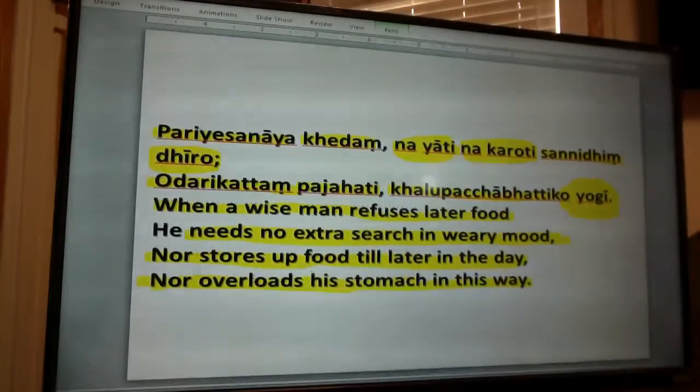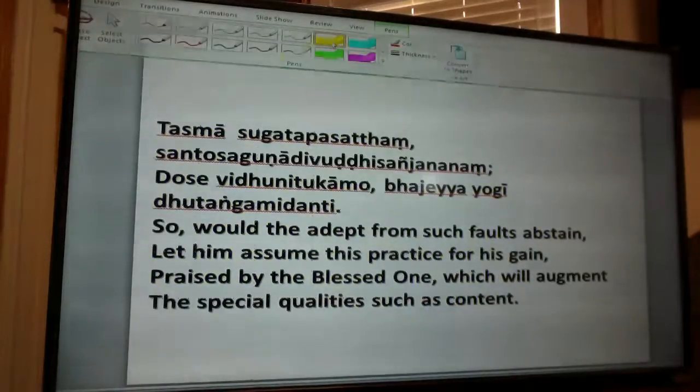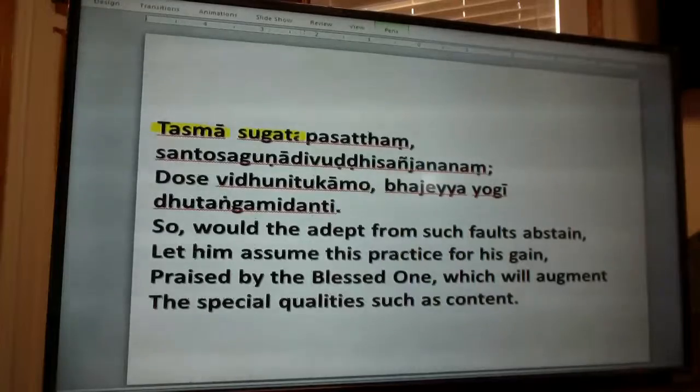And then the next verse is: Tasma, therefore, Sugata Pasattha. You know, Sugata is a Buddha, one of the nine qualities of the Buddha. We have many different Pali words for the Buddha. So Sugata here means Buddha, and pasattha means praised. The Buddha praised that kind of practice, because it takes great effort, great patience, great contentment. That's why the Buddha praises it.